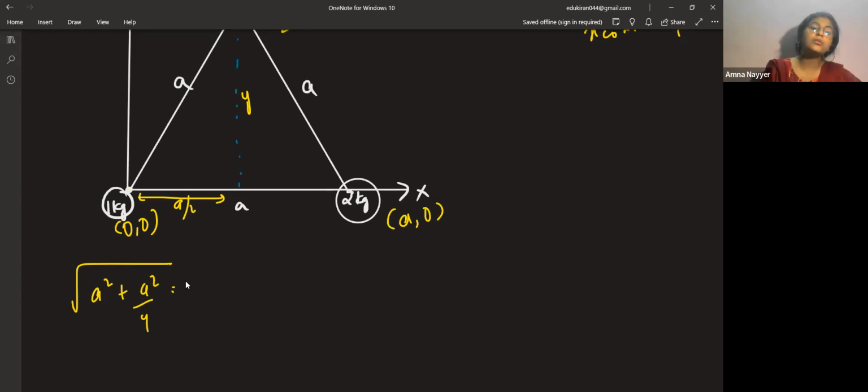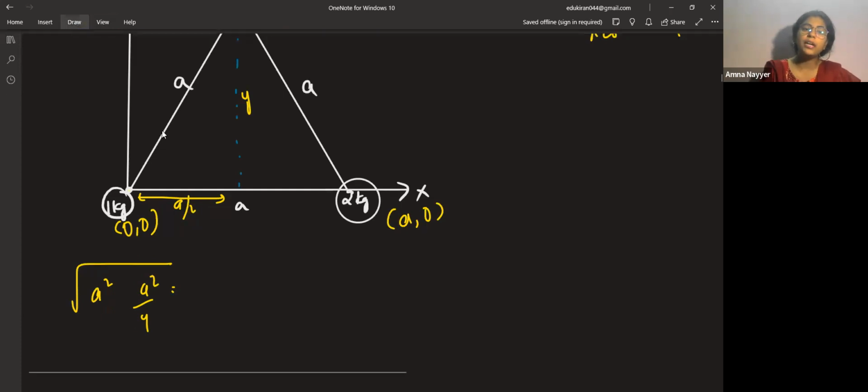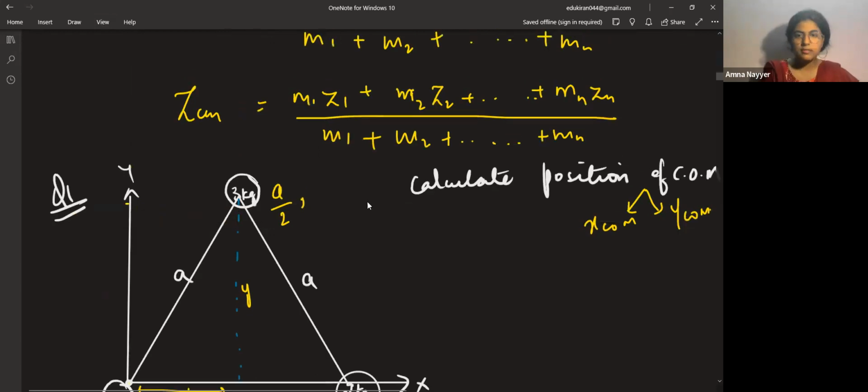Here we'll subtract, otherwise that would be the hypotenuse, because we want to find the perpendicular, not the hypotenuse. So we'll subtract: 4a minus a square, 3a square by 4, under root. So root 3 will be left, a by 2. Root 3a by 2. This is the coordinate. What is this? This is root 3a by 2.